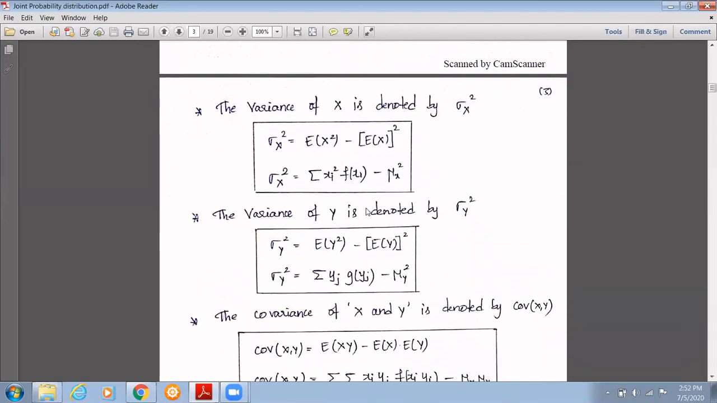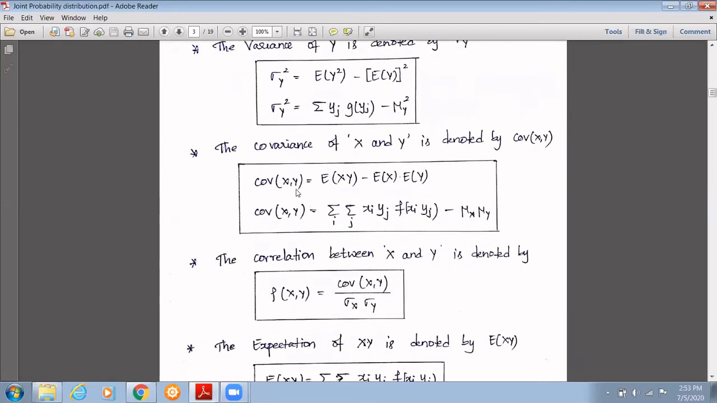Next, the variance of capital X is denoted by sigma x square. It is given by the formula sigma x square is equal to E of x square minus E of x whole square, where E of x is expectation of x. E of x square is given by summation xi square into f of xi, and mu x means expectation of x. On the same lines, the variance of y is sigma y square is equal to expectation of y square minus E of y whole square.